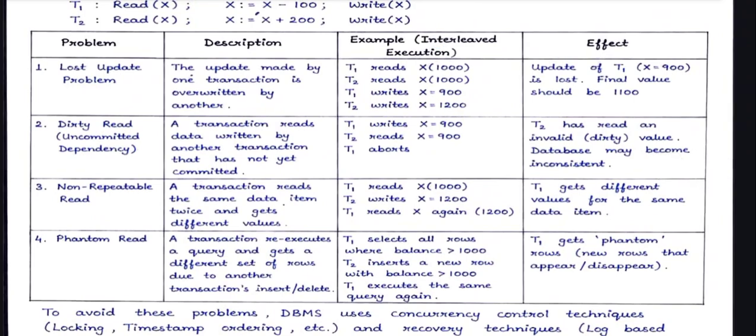Dirty read, or uncommitted dependency: a transaction reads data written by another transaction that has not yet committed. T1 writes X equals 900, T2 reads X equals 900, then T1 aborts. T2 has read an invalid dirty value, and the database may become inconsistent.